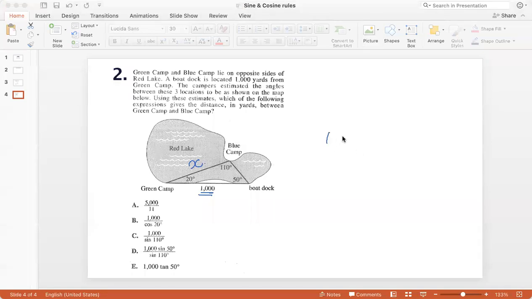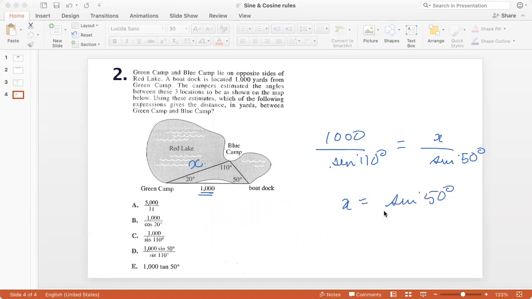So I can say 1000 divided by sine of 110 degrees is equal to x divided by sine of 50 degrees, because the angle opposite x is 50 and the angle opposite 1000 is 110. So x is sine of 50 divided by sine of 110 multiplied by 1000. So 1000 sine 50 divided by sine of 110, that's the distance between Green Camp and Blue Camp.